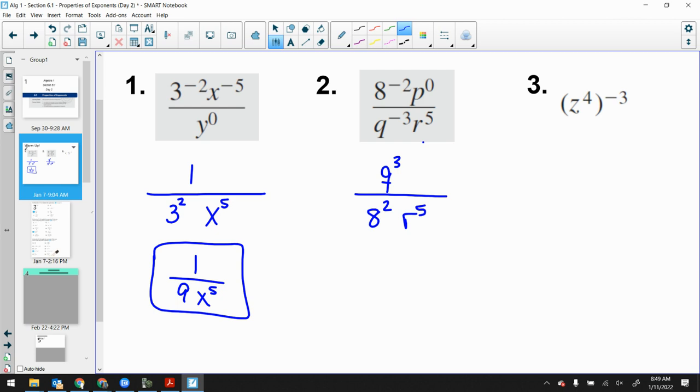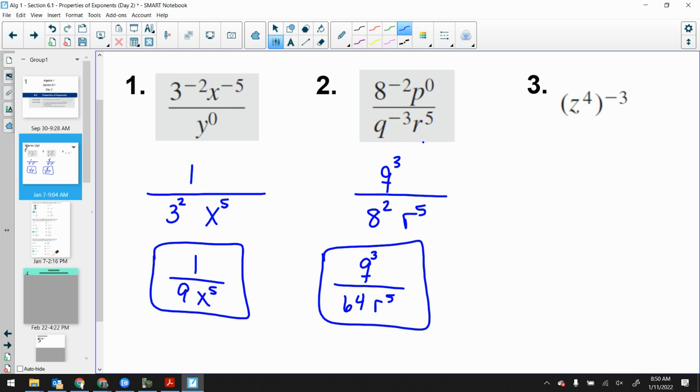Okay, last thing. Just make that 8 squared 64. So Q to the third over 64 R to the fifth. Again, whenever you have a number raised to a power, finish it out. Evaluate the number raised to the power.